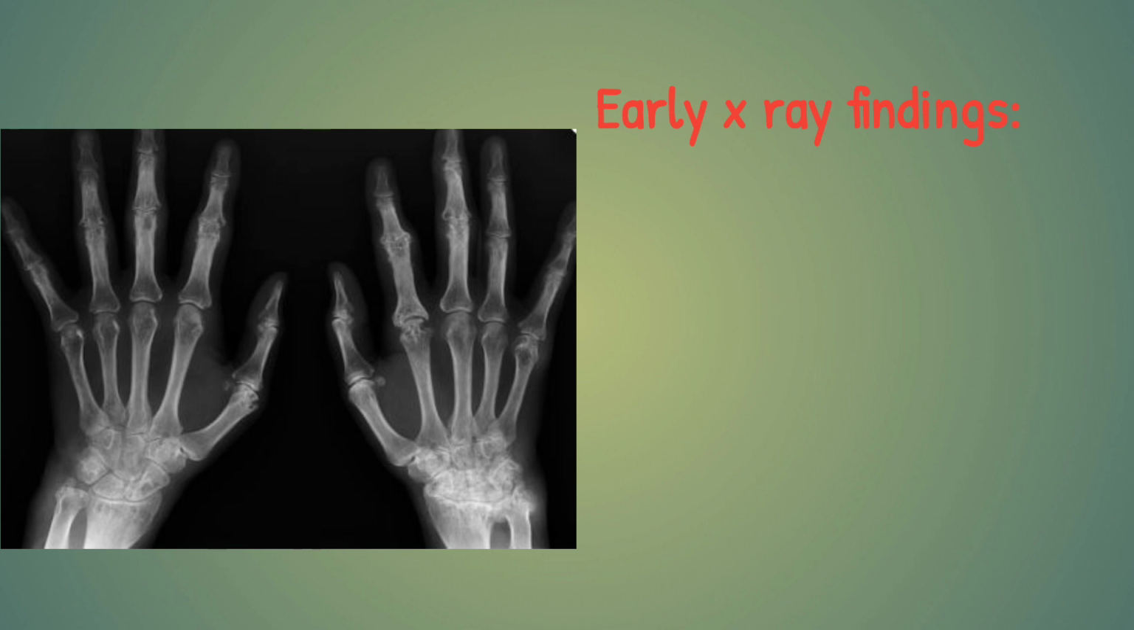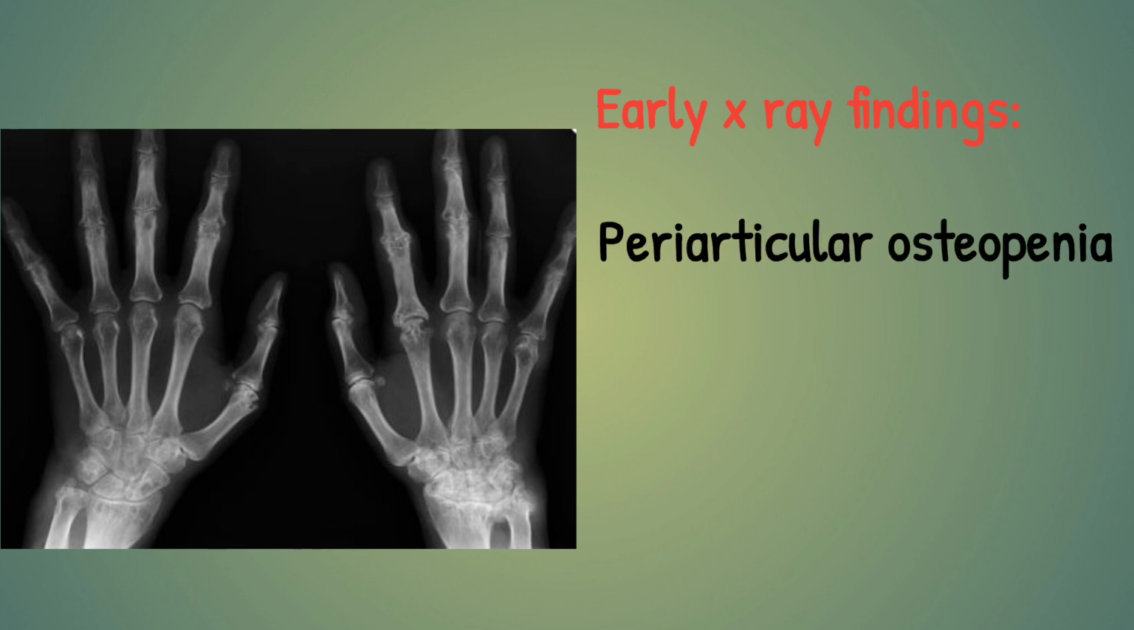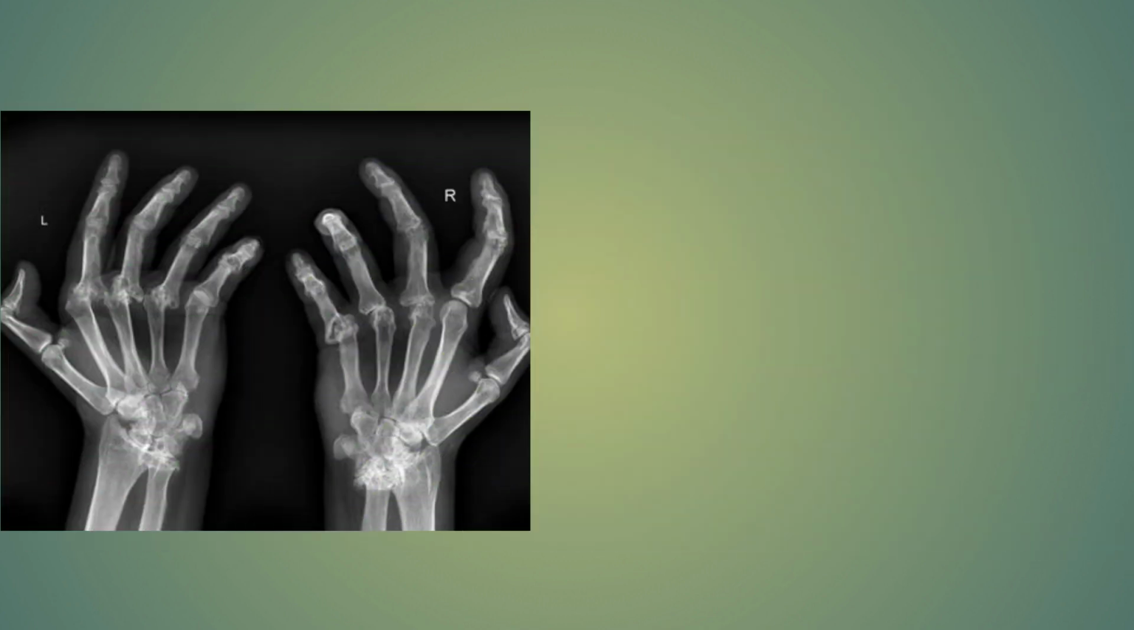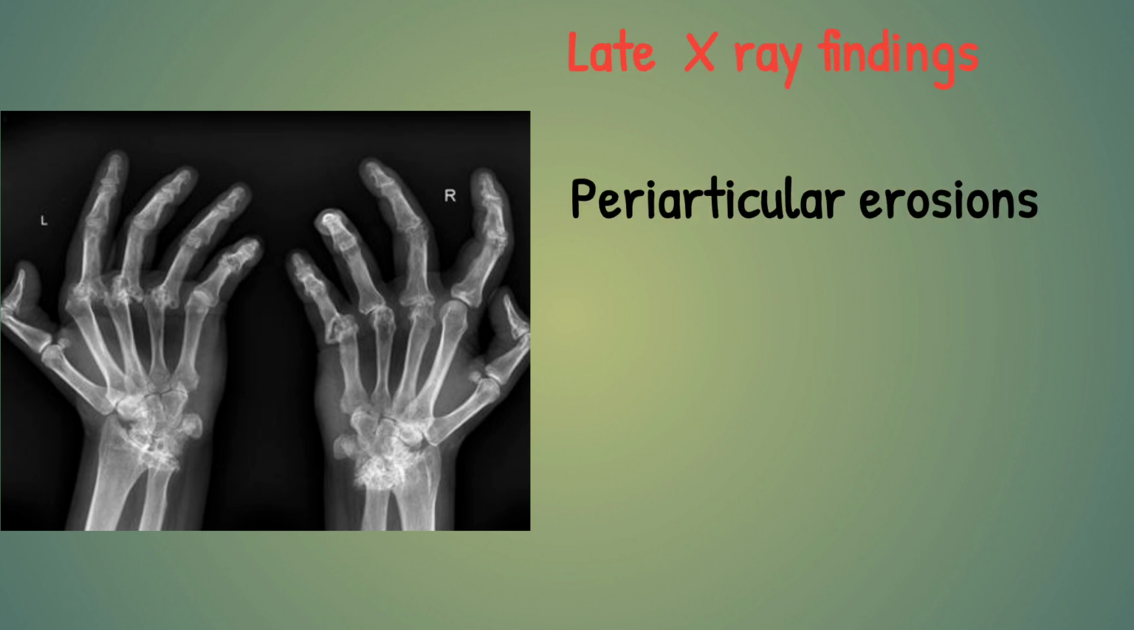There are early X-ray findings which are peri-articular osteopenia, as can be seen in the metacarpophalangeal joint, and there will be loss of joint space and soft tissue swelling. But the most specific finding of early rheumatoid arthritis on X-ray is the peri-articular osteopenia. So look for that. In late findings the joints will be destroyed. As you can see in the X-ray, there will be peri-articular erosions. There will be subluxation of the joints, as you can see in the X-rays.